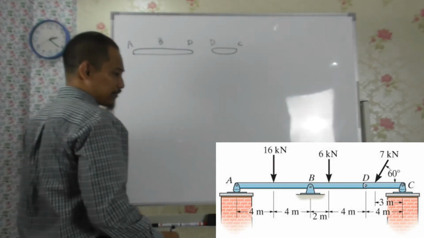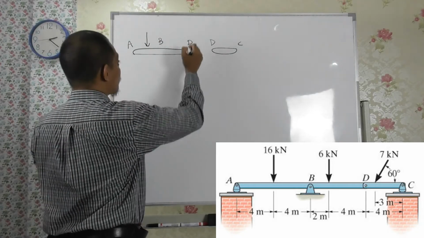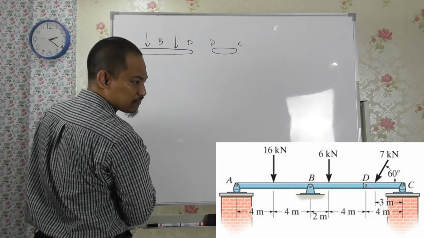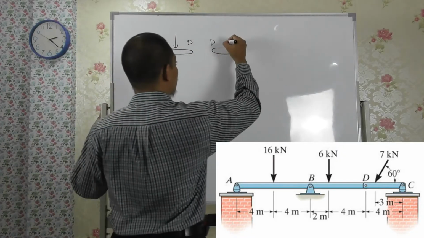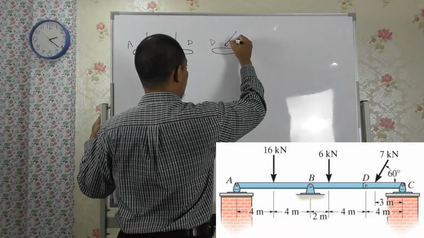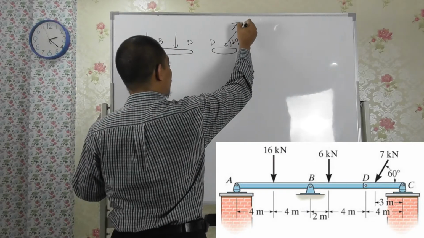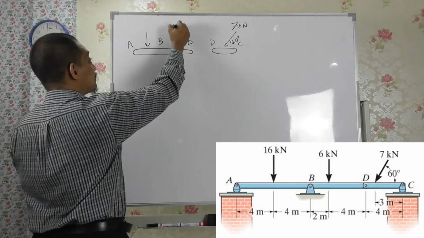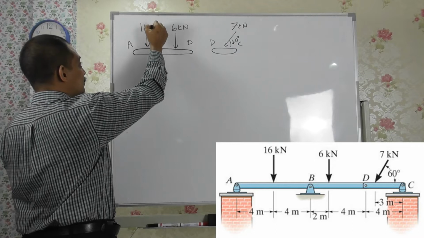Right? So you have some of the forces already. There's a force here, and a force here, a bit to the left. Anyway, there's a force here at an angle of 60 degrees. So this is 7 kilonewton. This is 6 kilonewton. This is 16 kilonewton.